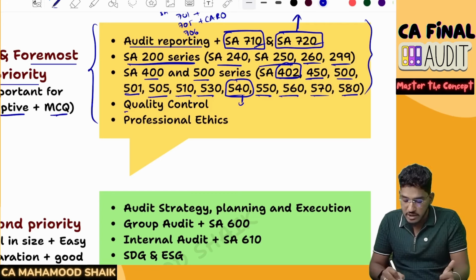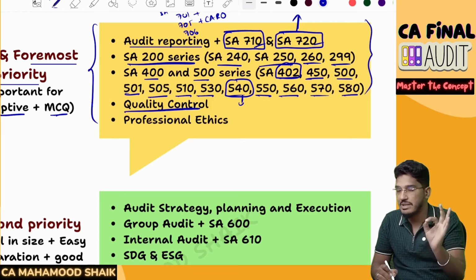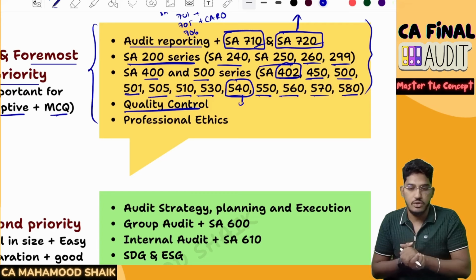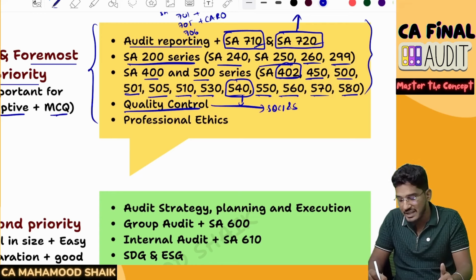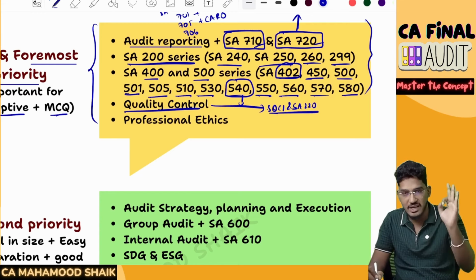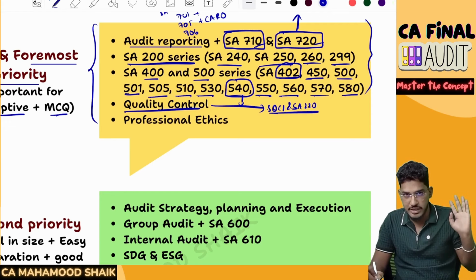Once you are done with that, the quality control chapter. A small chapter, guys, easy for preparation, and you are going to get a very good amount of marks from this. So what will be the content of quality control? You will find SQC 1 and SA 220. That's all. 2 standards, SQC 1 and SA 220. Be thorough with this chapter. You are going to get a compulsory question.